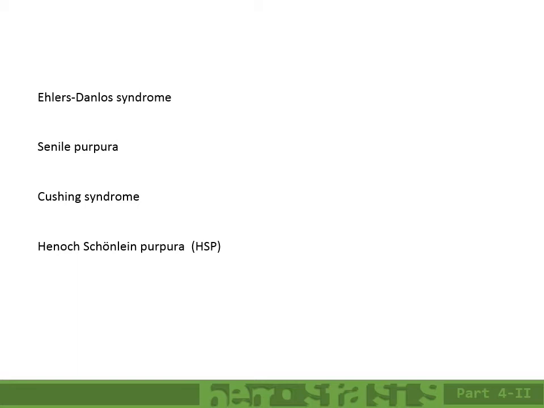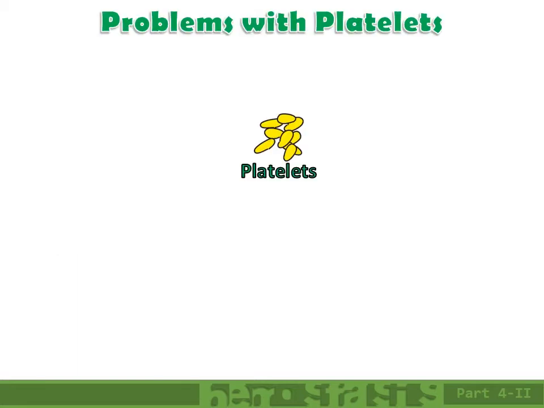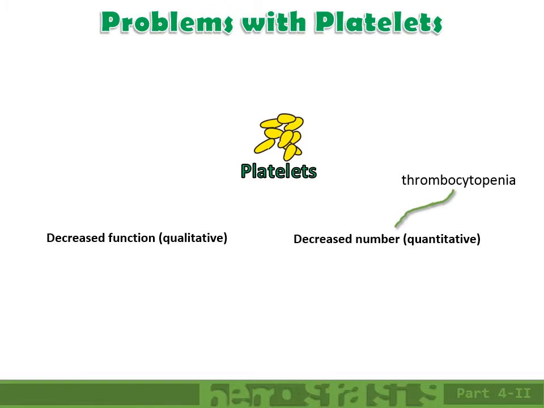Now let's talk about problems that might affect the platelets and lead to excessive bleeding. Platelet problems can be broadly separated into two big classes: qualitative defects, or decreased platelet function, and quantitative defects, a decrease in the number of platelets. The term for low platelets is thrombocytopenia, and this is usually considered less than 140,000 cells per microliter of blood. Be familiar with that term, thrombocytopenia, because you're going to be seeing it quite a bit throughout your career.